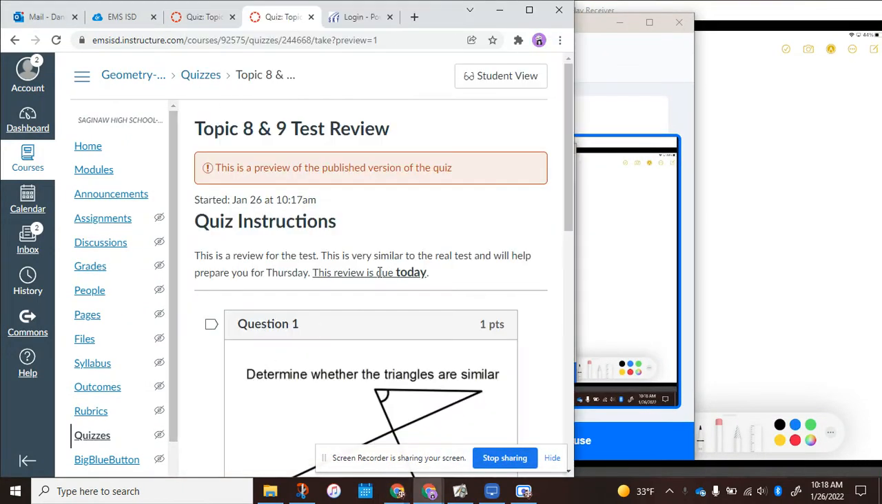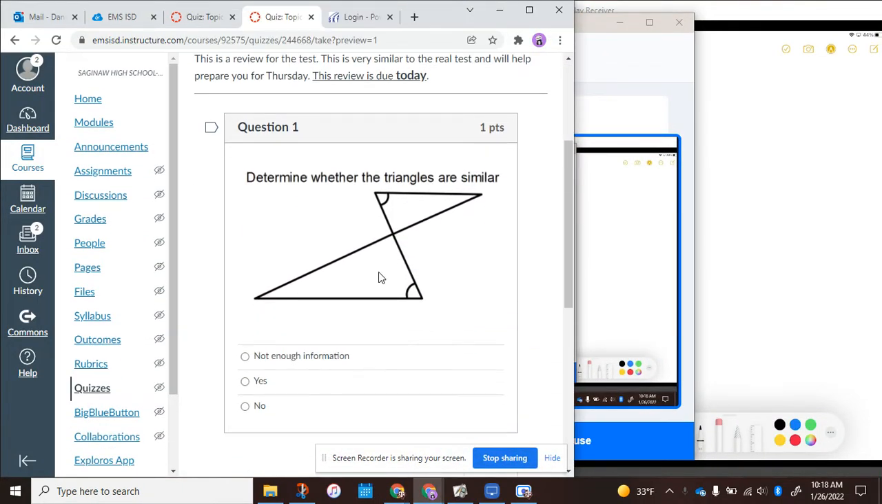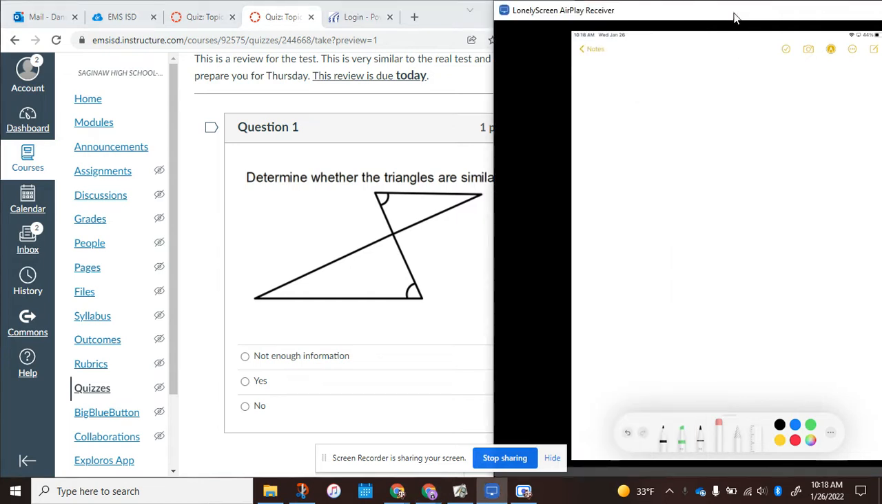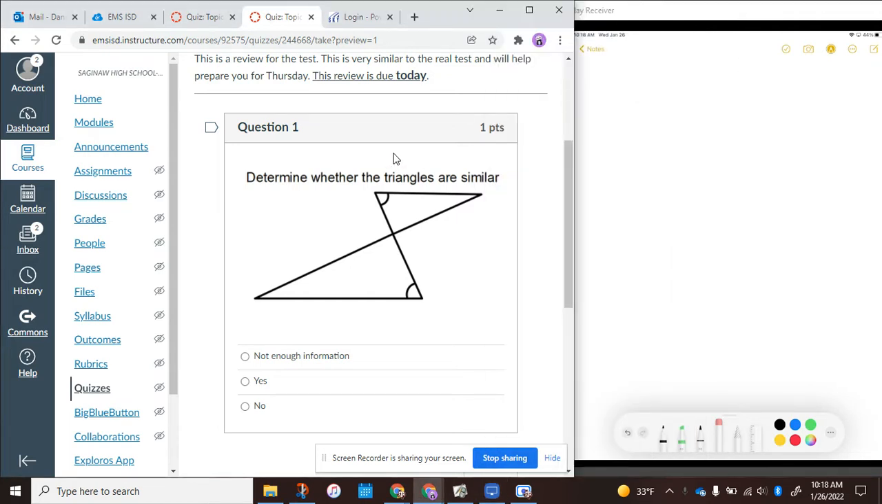All right, y'all. We are looking at the topic 8 and 9 combined test review. And the first thing we have here is a question that's asking whether or not these triangles are similar. Now, we have seen diagrams that look kind of like this before. I'm going to see if I can recreate it on here. Something kind of like it.